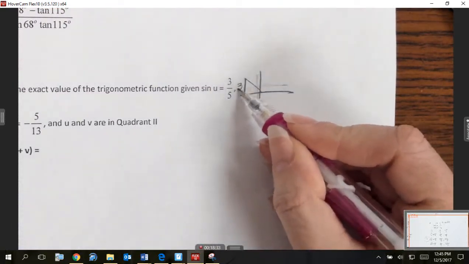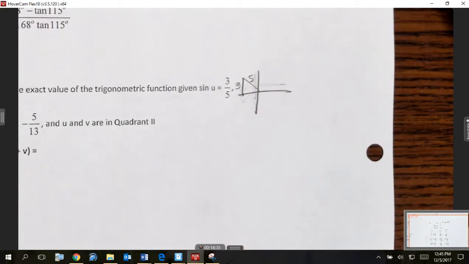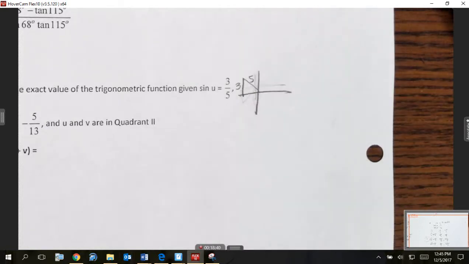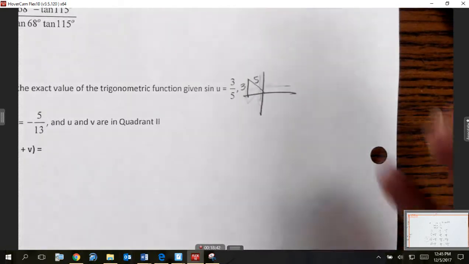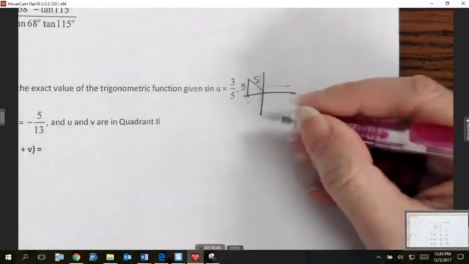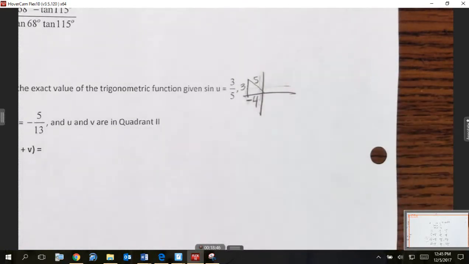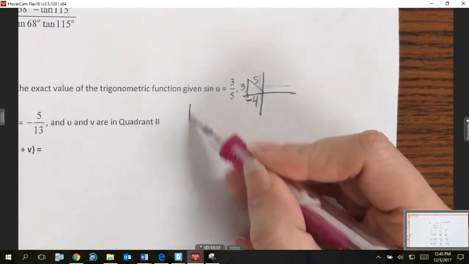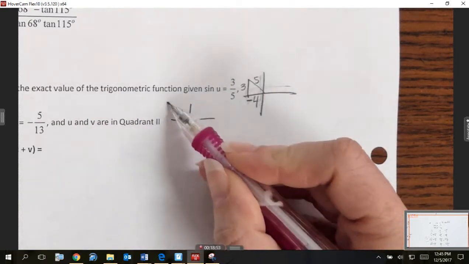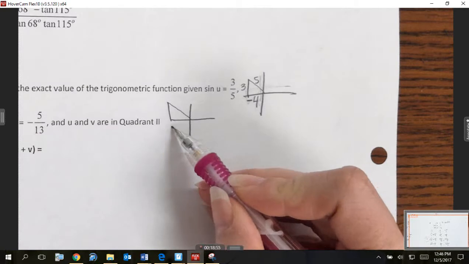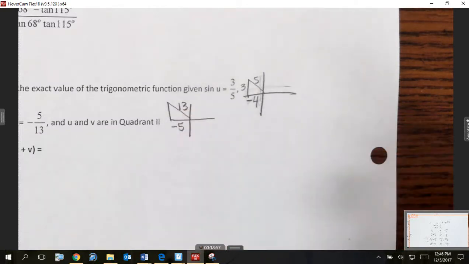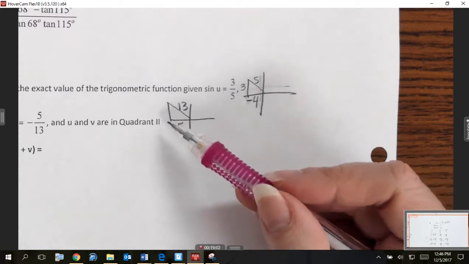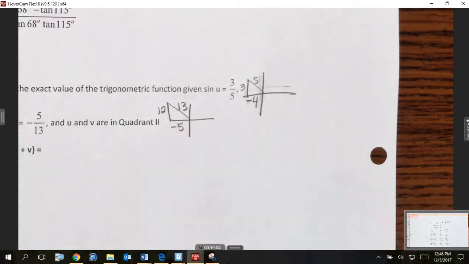Sine is the y over the hypotenuse. So 3/5. And while I'm at it, what's x going to be? It's going to be negative 4, because it's in the second quadrant. And then the other one is second quadrant, and they give us cosine, so I know this is negative 5, and that one's 13. And that's a triple, so I know that my y is 12, and in the second quadrant, y goes up, so it's positive 12.